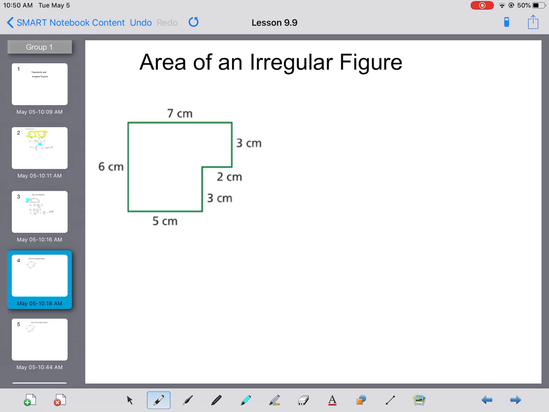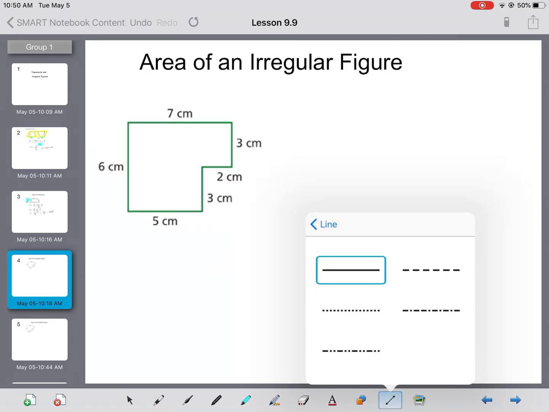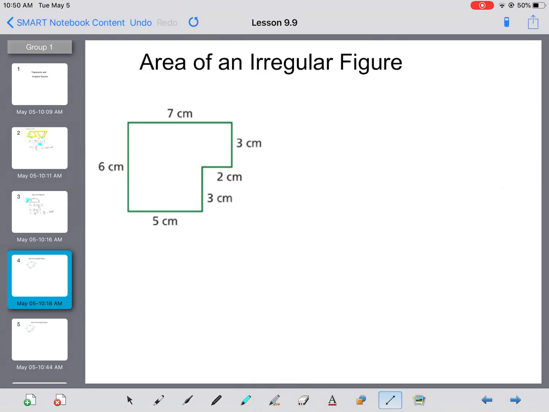The next thing we're going to do is talk about areas of irregular figures. So you've already been able to figure out the area of squares and rectangles, but now what if you get a shape like this? Whenever you get an irregular figure, what you need to do is split it into figures where you know different formulas to figure out the area. So let's see if I can get a dotted line going here. I'm going to split this strange shape up into two different rectangles. I'll call this one rectangle 1 and rectangle 2.